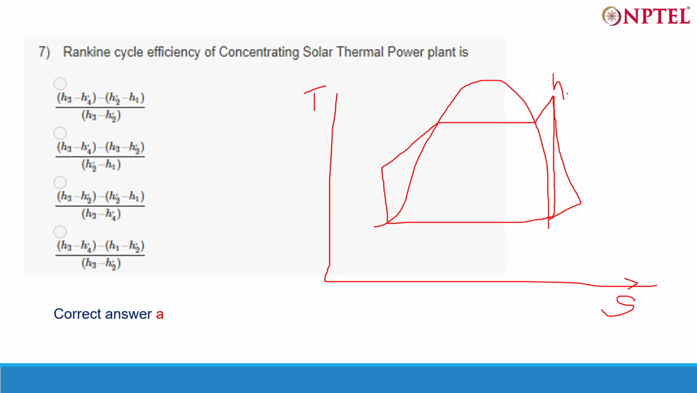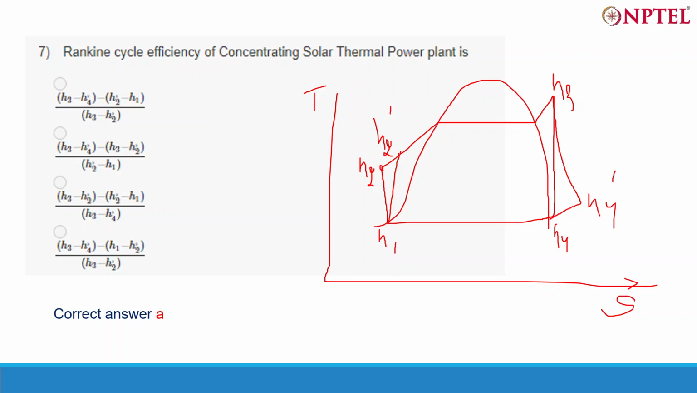Okay. So this is H3. This is H4. This is H4 dash. This is H1. This is H2. This point, and the pump will consume some more energy instead of H2. So H2 dash. Now tell me the Rankine cycle efficiency.